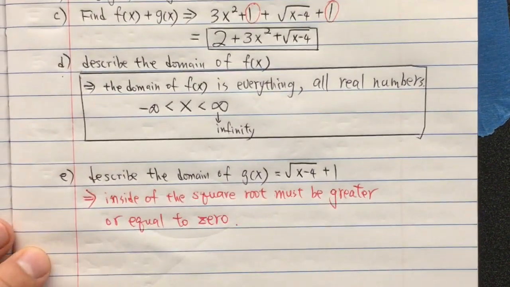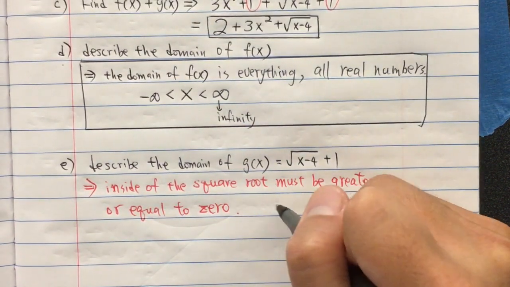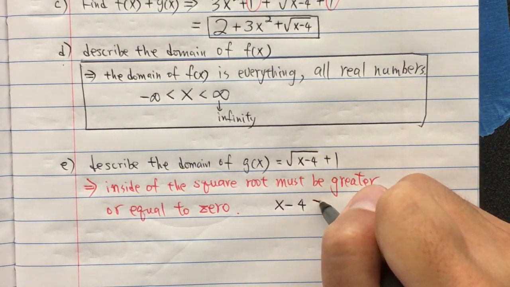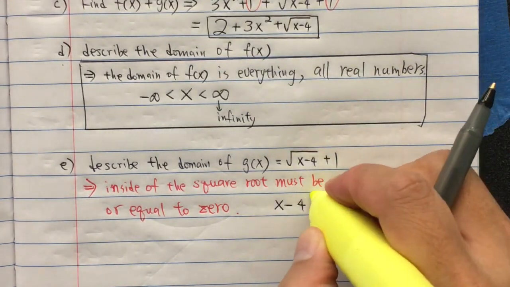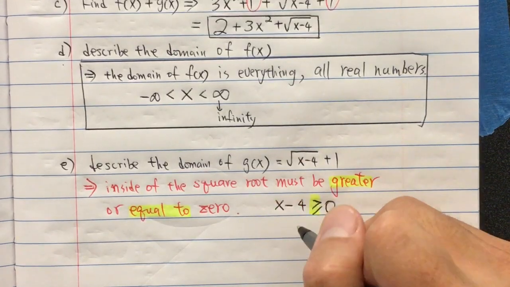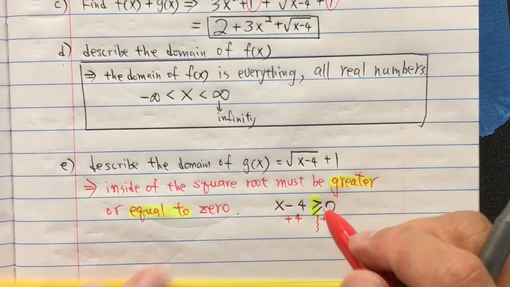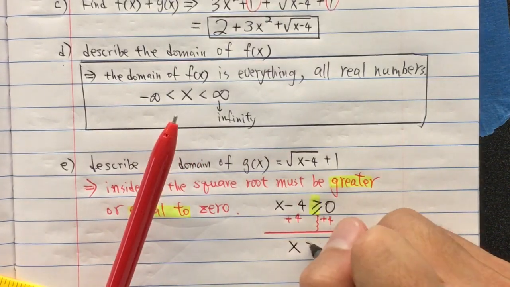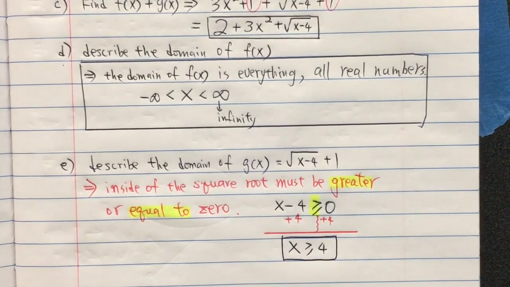Okay, so how to do it? That means x minus 4 must be greater or equal to 0. Do you see this sign? This sign means greater or equal. Okay? And then we can add 4 on both sides, and we get x is greater or equal to 4. So that's the domain for g of x. You get it? Okay, so that's question 1.